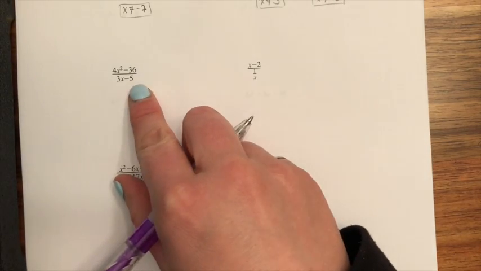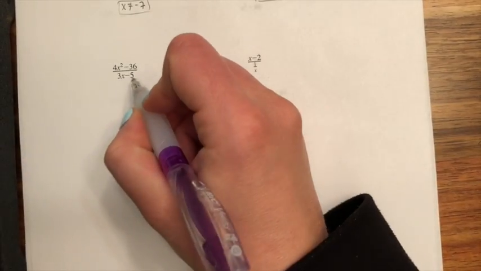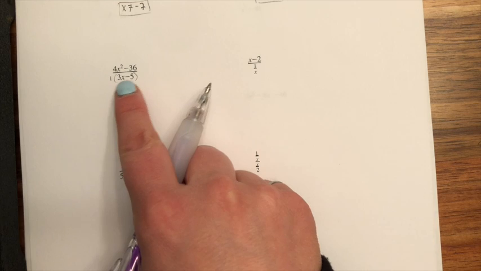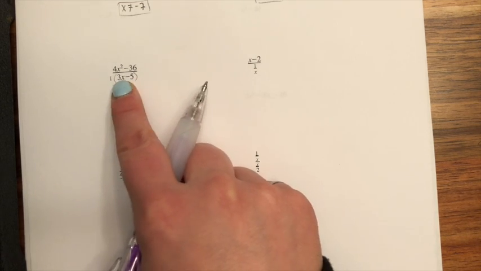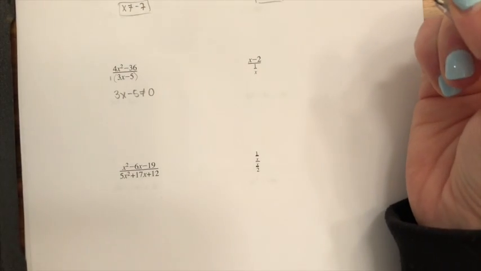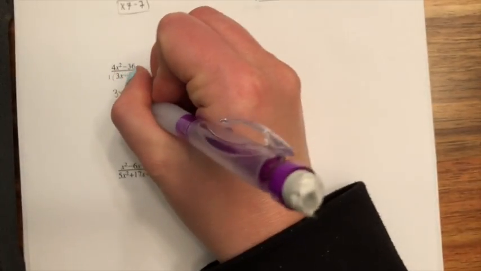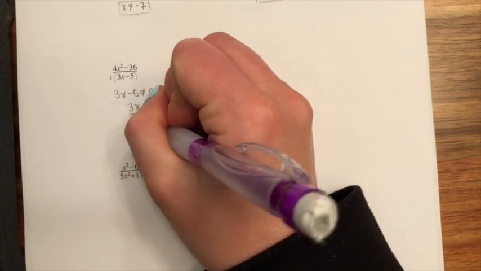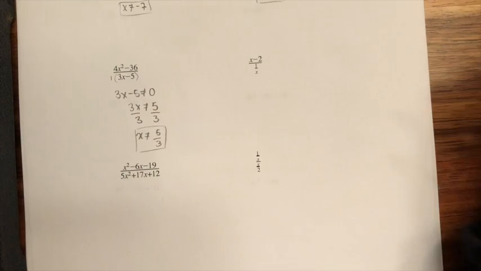This one, I just have a more complicated factor. So remember that a factor is anything that multiplies anything else. This factor has 2 terms, and there's just one of it, right? So the whole thing is a factor because it could be multiplied by 1 and not changed. But 3x and negative 5 are 2 different terms. So we have to set that whole thing so that it cannot equal 0. So I'm going to have to add 5 to both sides and then divide by 3. So x cannot equal 5/3. Otherwise, that denominator is going to equal 0.